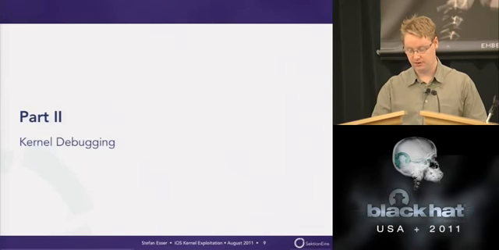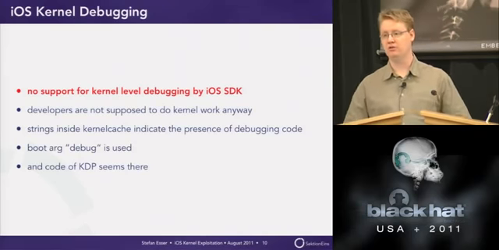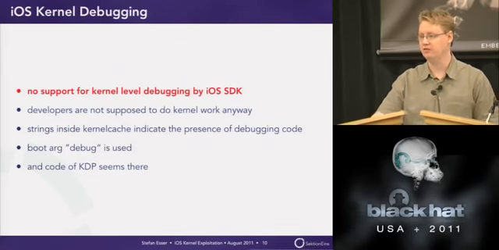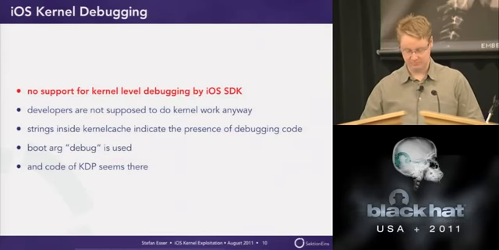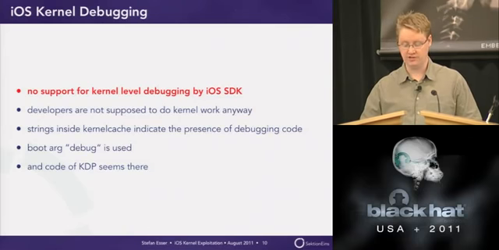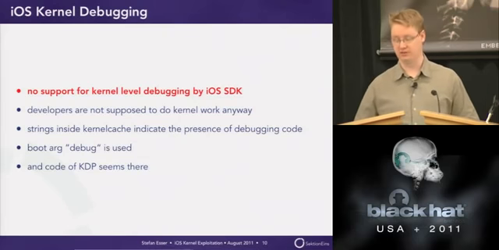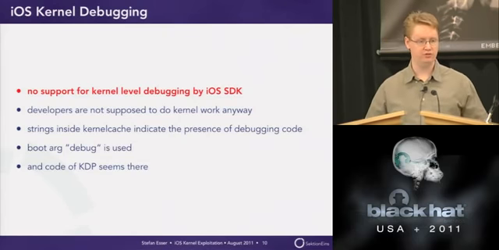The kernel debugger is something Apple forgot or left in the iOS kernel for no reason. At least I don't know a reason, because there are no users or iOS developers creating kernel drivers, so they don't need a kernel debugger. They're not supposed to do it. But when you look at the kernel, you will see that it's still in there. You will find the code, the KDP. You will find that it uses the boot argument for the kernel debug and things like that. So the kernel debugger is still in there. You can see it very easily. Actually, I'm not so sure if they will remove it from iOS 5 or so.